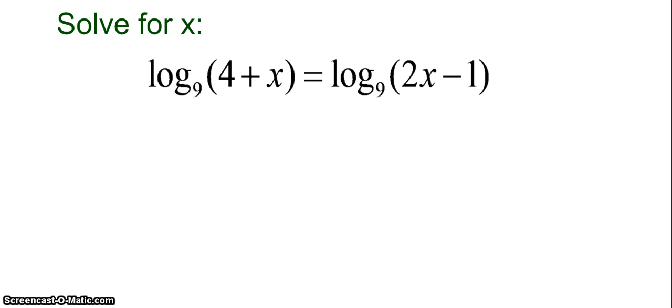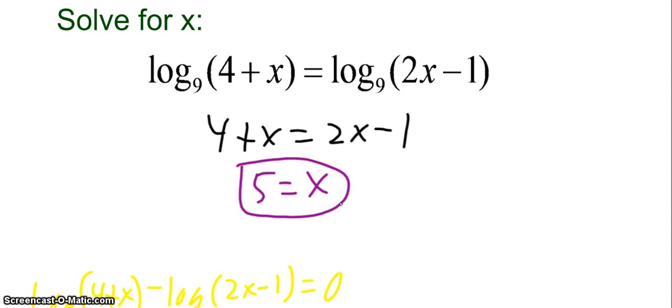Alright, last example. Log base 9 of 4 plus x equals log base 9 of 2x minus 1. Pause the video, unpause when you're ready to check your work. Okay, so the simple way to solve this is to recognize that I have a single log on the left, a single log on the right, no other terms, and the same base. Therefore, I know that what I take the log of has to be equal. So remember, that's our property. So 4 plus x equals 2x minus 1. Solve that. X equals 5.